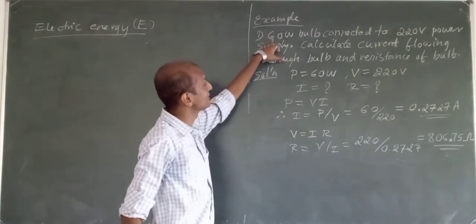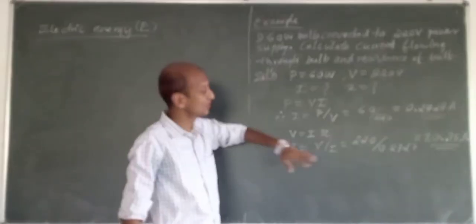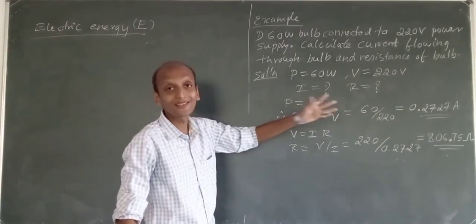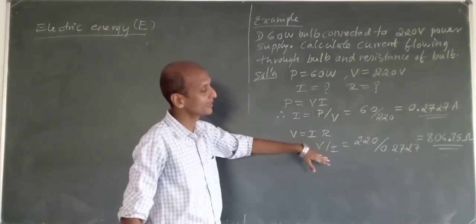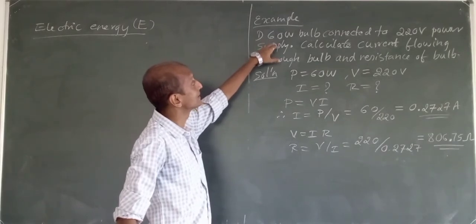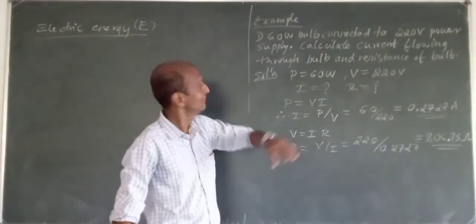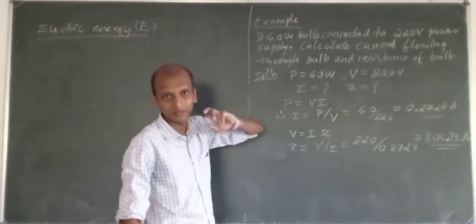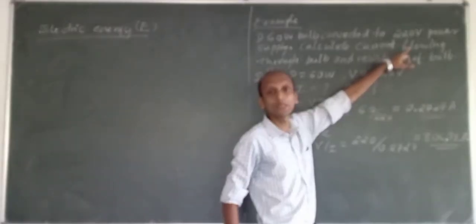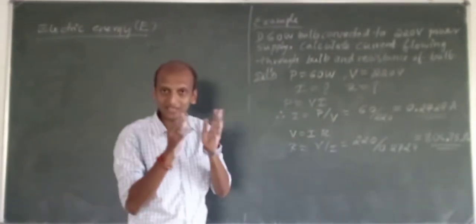Now if I have a 60 watt bulb, this is not to calculate the power. It is actually to calculate the current which is flowing and the resistance. So our question is about a 60 watt bulb. I have a bulb of 60 watt power rating, and that bulb is connected to a 220 volt power supply.